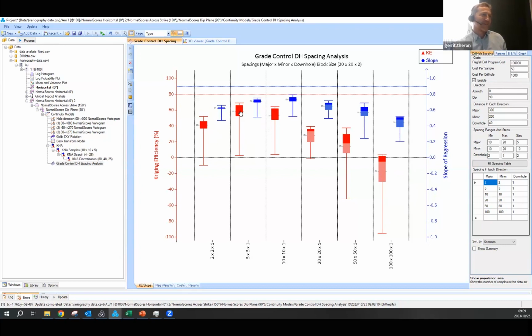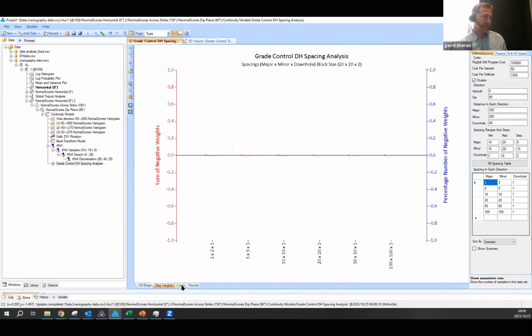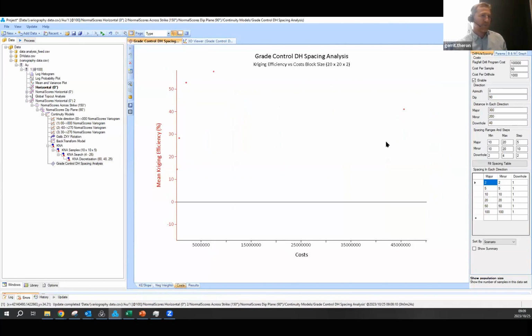That seems to be the optimum grid size or drill hole spacing. But we can also then, as I said, look at the cost. There are no negative weights, but the costs as well. So we can see there, way up there is probably the 2 by 2 meter drill hole spacing.